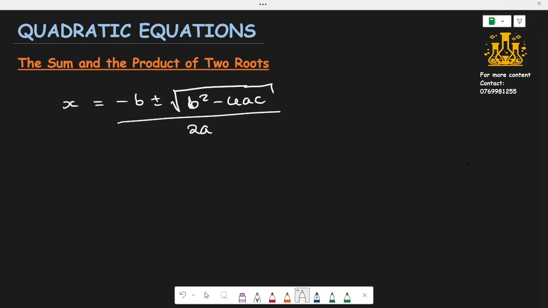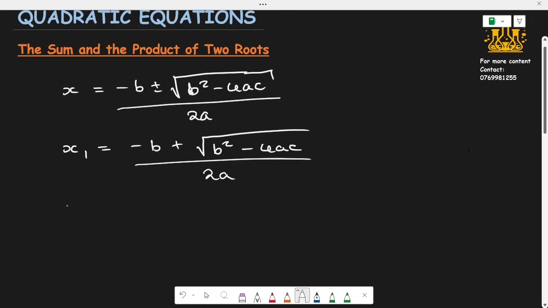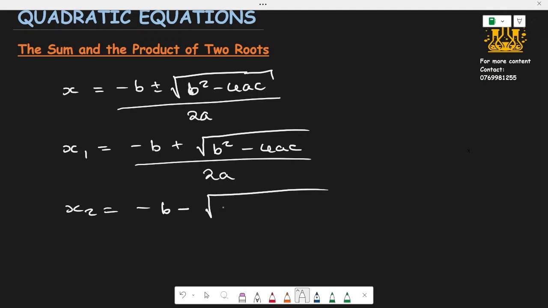and we know this is supposed to yield us two roots, where we have x1 equal to negative b plus the square root of b squared minus 4ac over 2a, and x2 to be negative b minus the square root of b squared minus 4ac over 2a.